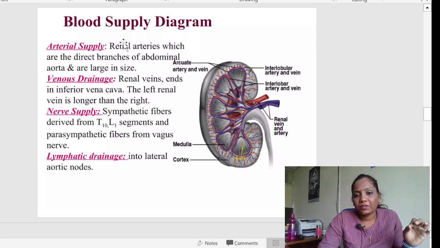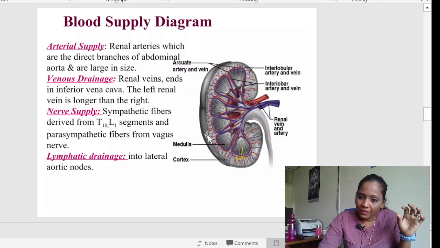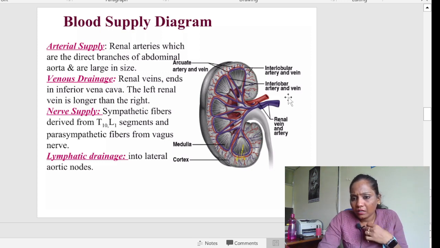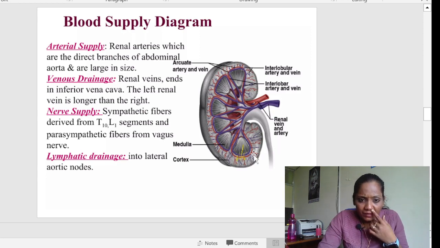And the blood supply, with the diagram. For the blood supply of the kidney, if you see, arterial supply is there, and the renal arteries, which are direct branches of the abdominal aorta, are large in size. So we can see the renal artery and renal vein will be there. That's the arterial supply, renal artery and renal vein. Venous drainage is from the renal veins, and it ends in the inferior vena cava. The left renal vein is longer than the right.